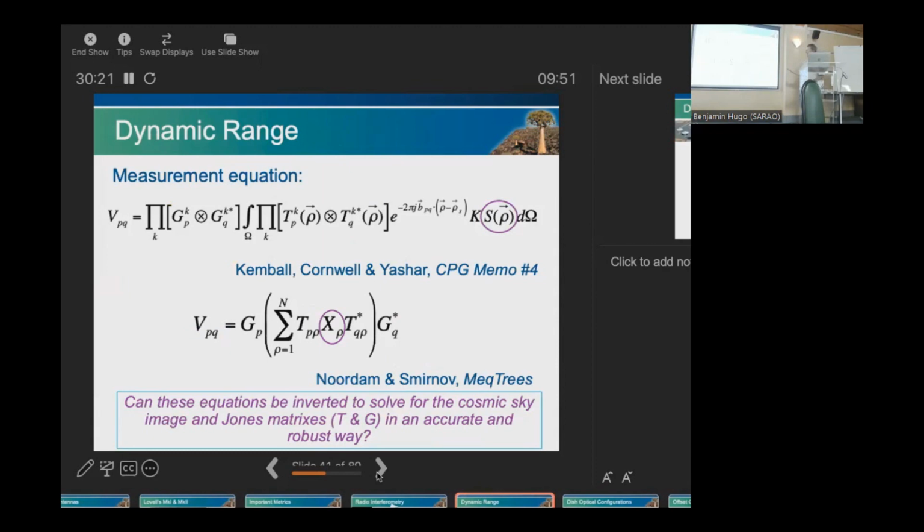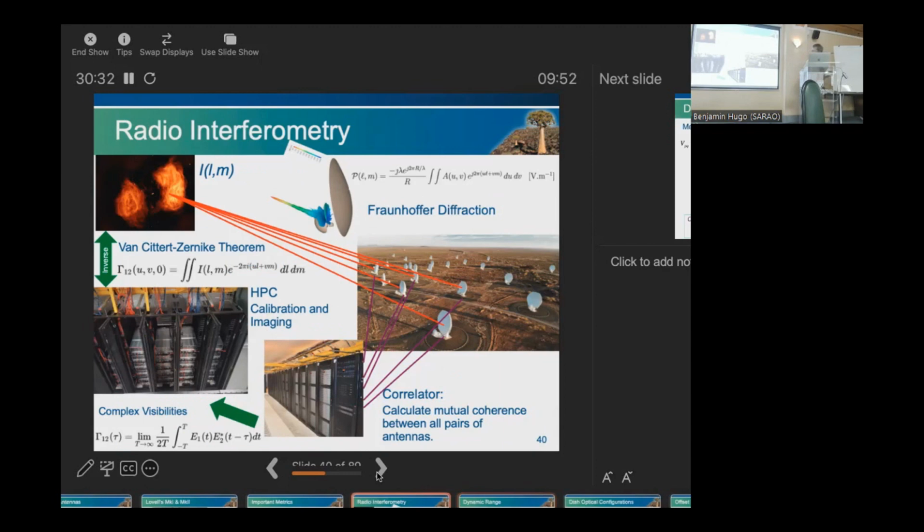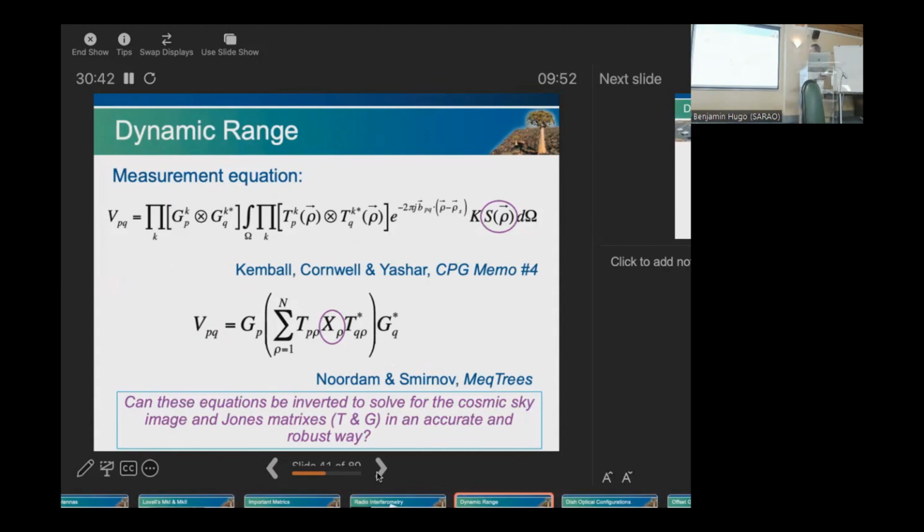Now, Oleg is obviously the expert in this. One of the metrics that we want to get right is dynamic range. And so from what I've shown back over here, what we measure is the visibilities down at the bottom, but what we want is the image at the top. And unfortunately, Oleg and others said, well, there's this thing called the measurement equation. So these Vs that you see here, those are the visibilities. That's what we measure from the correlator.